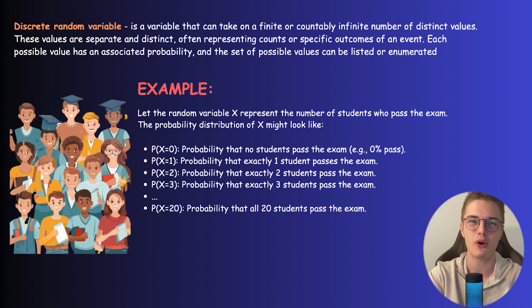This enumeration allows us to map the likelihood of each outcome clearly and systematically, showcasing the fundamental property of discrete random variables: their ability to describe countable, distinct outcomes in a mathematically structured way.